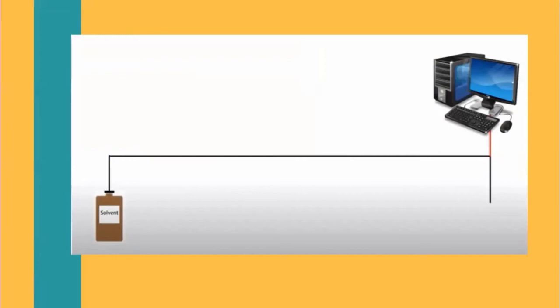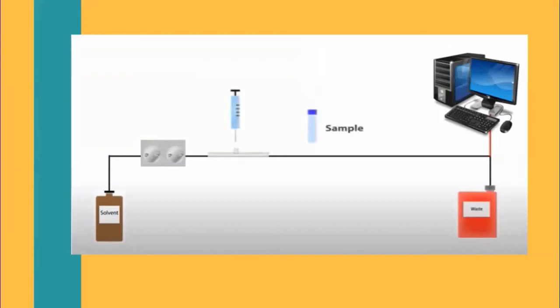To create a mobile phase, we need a pump. The pump moves the solvent continuously from the flask to the waste can. After that, to measure the sample, we need an injection system to inject the sample into the mobile phase. The identification and quantification of the component will then happen in the column.